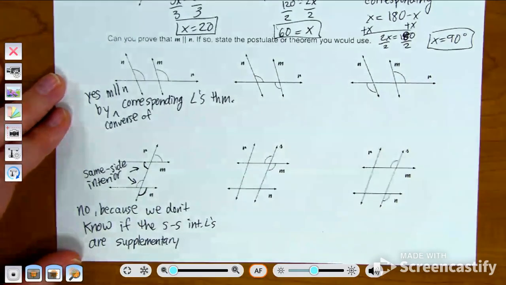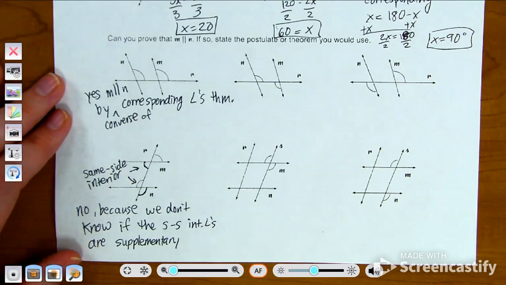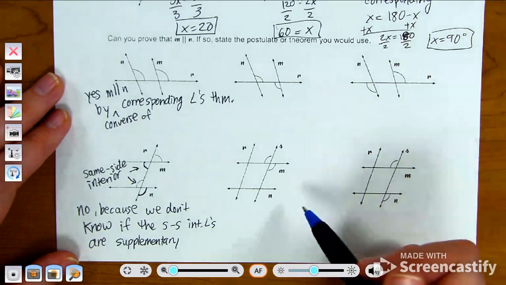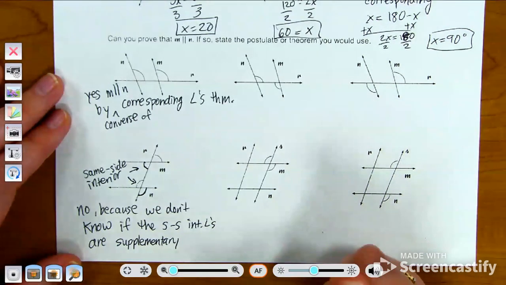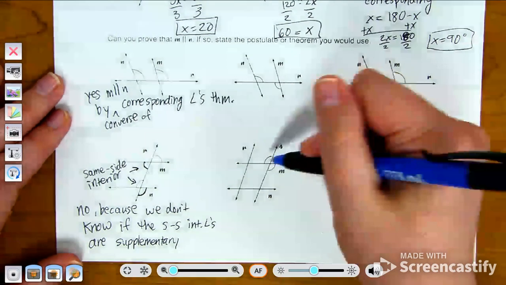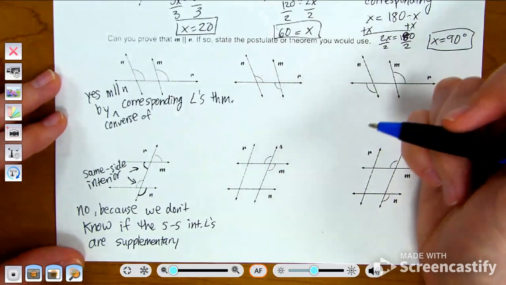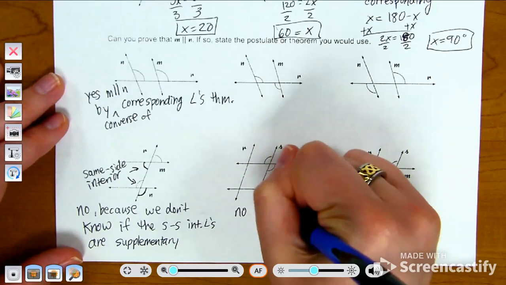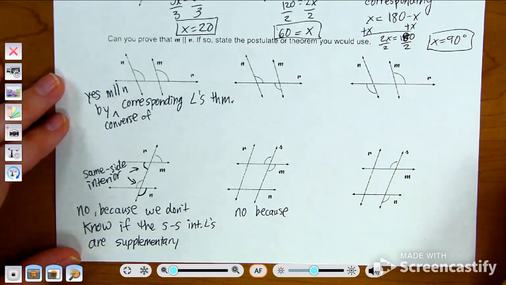All that we know is that they are congruent to each other, which isn't enough information for us, unfortunately. This next diagram also does not give us enough information because what we have here are a pair of vertical angles. And vertical angles are always going to be congruent whether there's parallel lines or not.